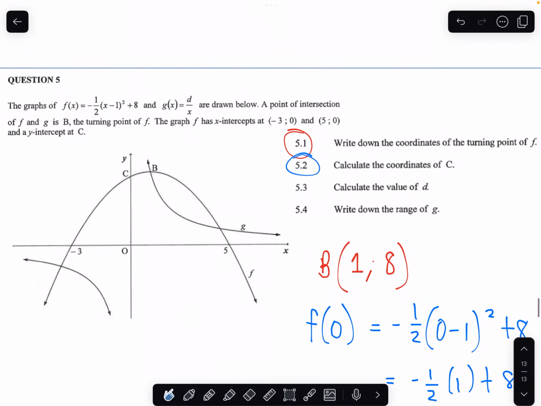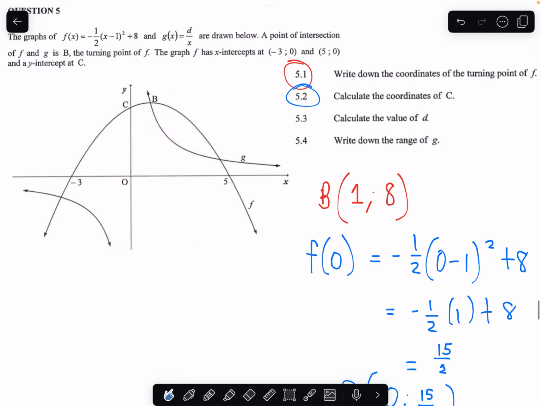Okay, and then the next question asks us to figure out the value of d. In order to do that, the only point we've been given really on this hyperbola is B, which is the turning point of the parabola, right? So we can use that, we can sub that into the function.